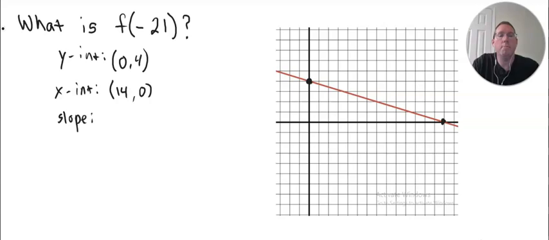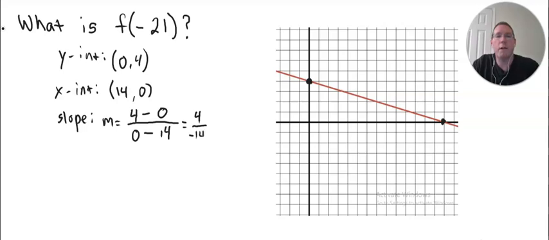Now we need the slope. To get the slope, m is equal to a fraction. We'll put y in the top: 4 minus 0 on the top, and x in the bottom: 0 minus 14 on the bottom. Equals, well, 4 minus 0, that's 4. And 0 minus 14, that's negative 14. 4 divided by 2 is 2. Negative 14 divided by 2 is negative 7, but we'll put the 7 here and we'll put the negative out front. And that makes the slope negative 2 over 7, right?